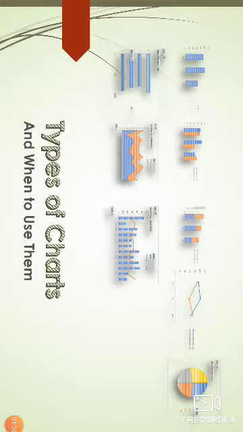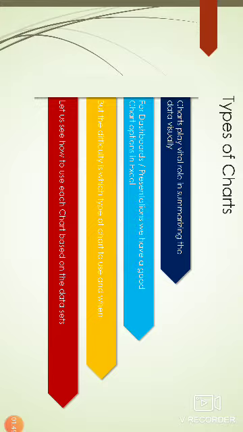So, types of chart and when to use them. So, here different types of charts, symbols, pictures. Charts play vital role in summarizing the data visually. For dashboards or presentations, we have a good chart options in Excel. But the difficulty is which type of chart to use and when. Let us see how to use each chart based on the data sets.